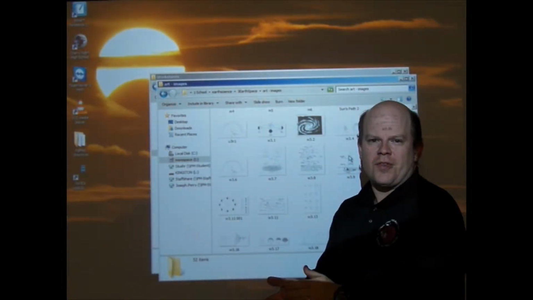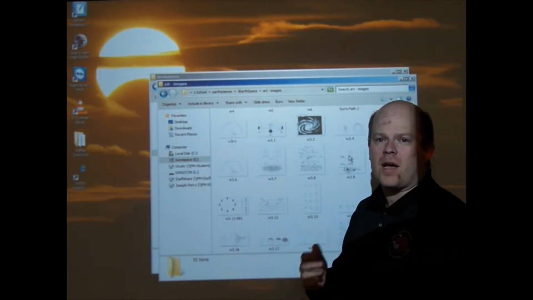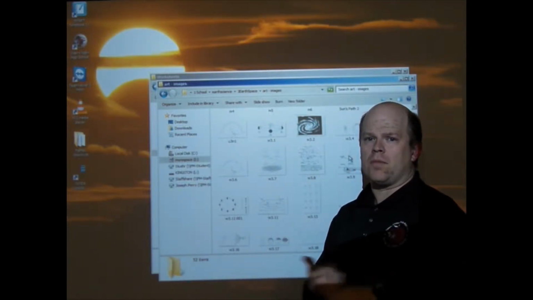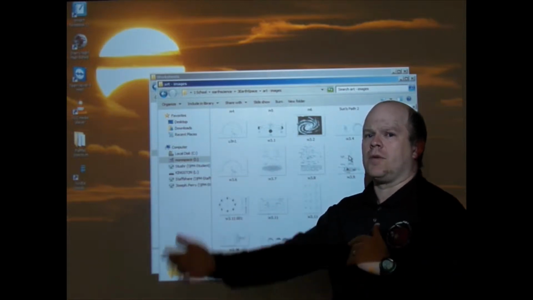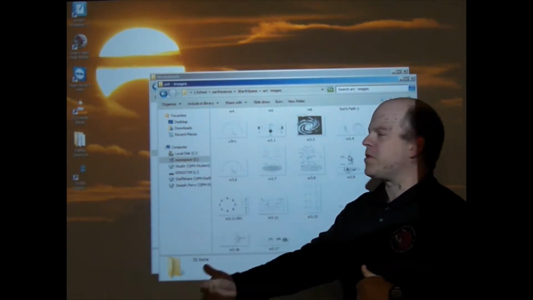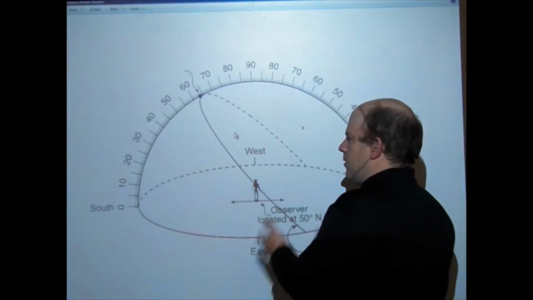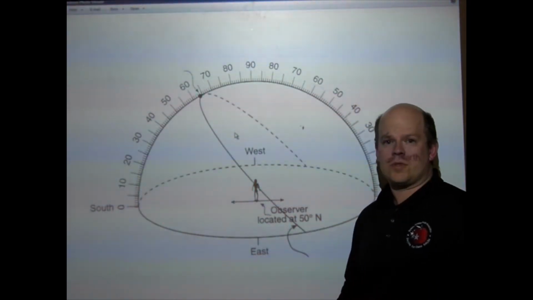Okay, let's review for Earth and space. I'm going to start out with basically move through the note packet, or the notes that you've had, right from the sun's path all the way to tides, and I'm going to move through it sequentially. Okay, so we're going to start out with this diagram off the front of your notes.